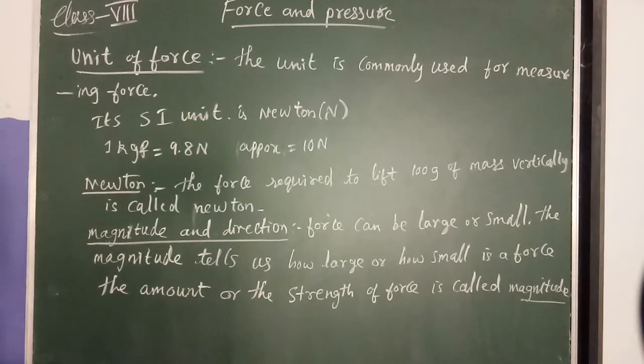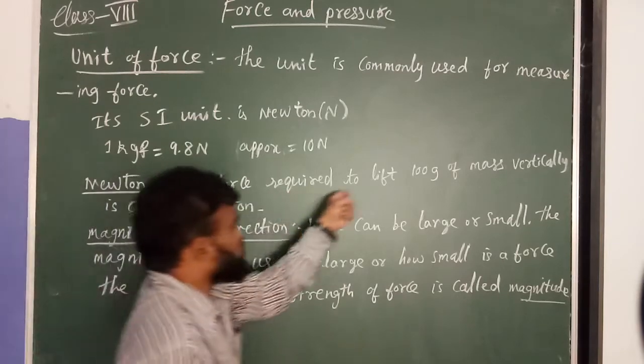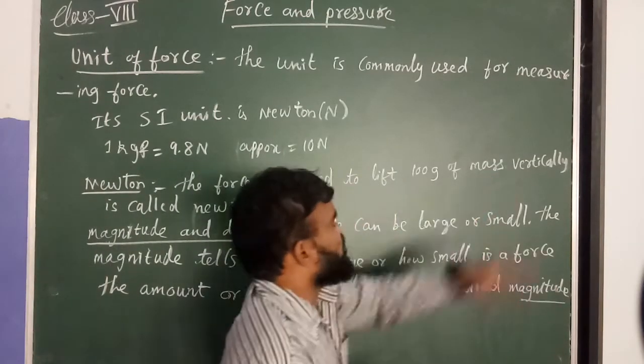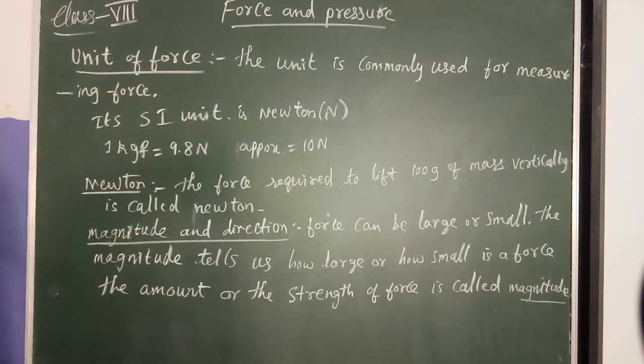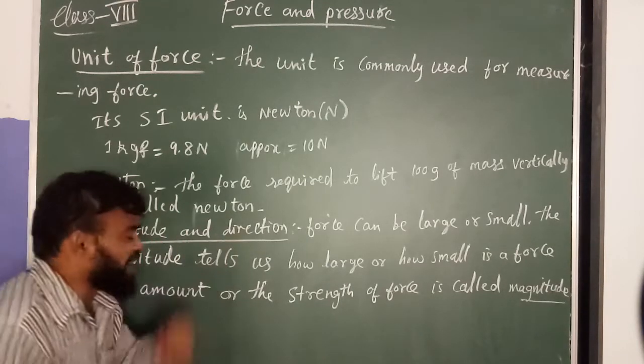What is a Newton? The force required to lift 100 grams of mass vertically upward is called a Newton. Understood? Next one, magnitude and direction.